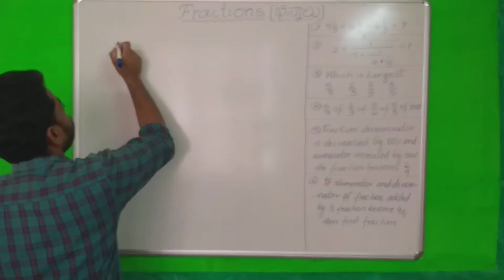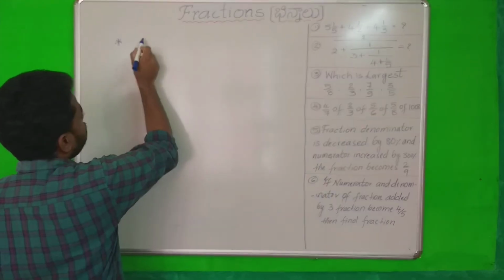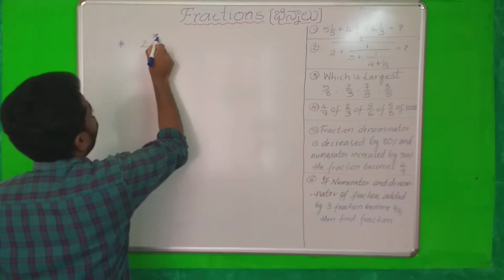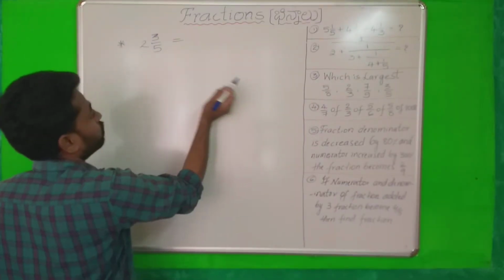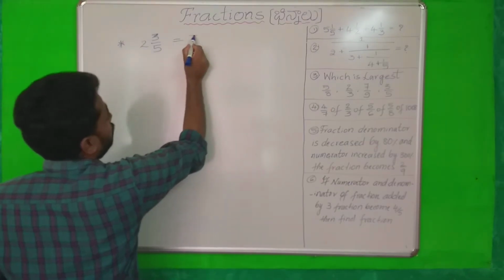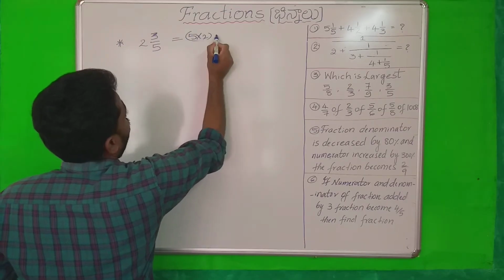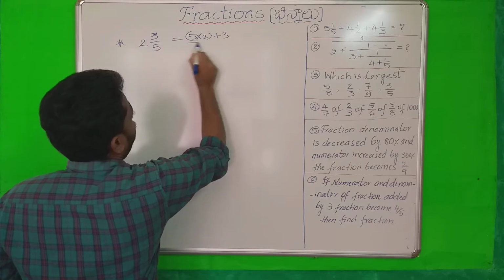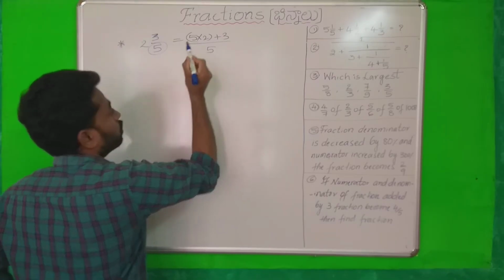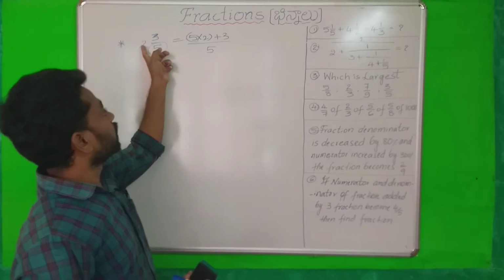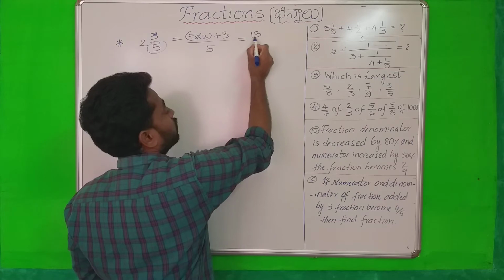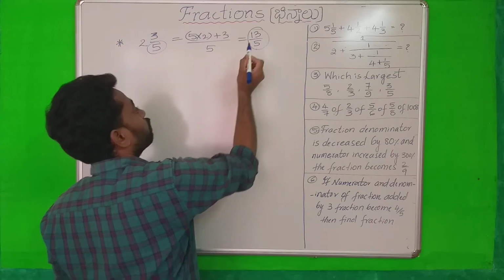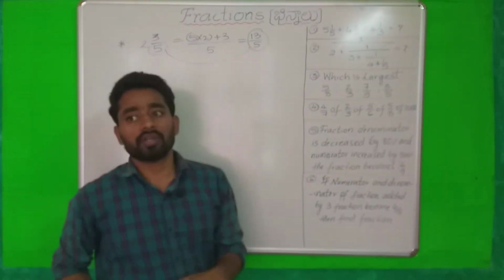And you need to understand the conversion process, improper into mixed and mixed into improper. I am writing it. So 2 3 by 5, this is mixed. How can you convert it into improper? Very simple: multiply 5 into 2 and add this 3, and write the denominator as it is. 5 twos are 10, 10 plus 3 is 13, so 13 by 5. This is the improper form of this mixed fraction; both are equal.